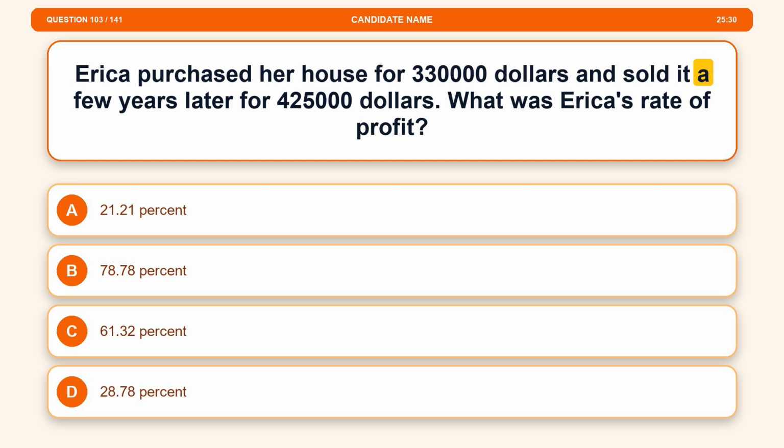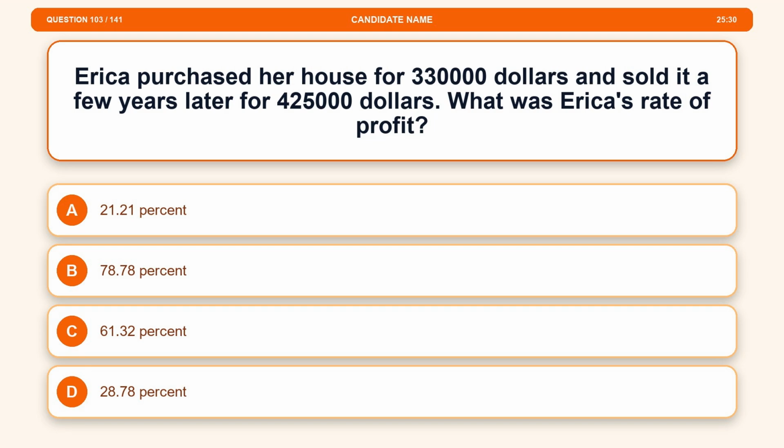$330,000 and sold it a few years later for $425,000. What was Erica's rate of profit? Option A. 21.21%. Option B. 78.78%. Option C. 61.32%. Option D. 28.78%.